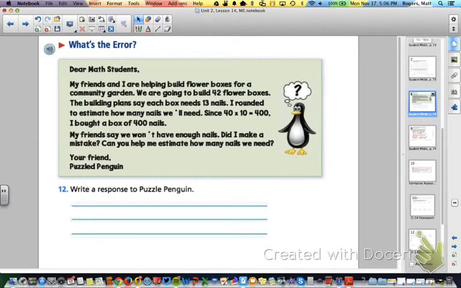In class, we talked about how for the 42 and the 13, both times he rounded down. In those cases, when I actually do the number, I know that it's going to be above 400 nails. When I have a need that's above and I estimate it down and only buy 400 nails, I'm not going to have enough, or I underestimated the amount.